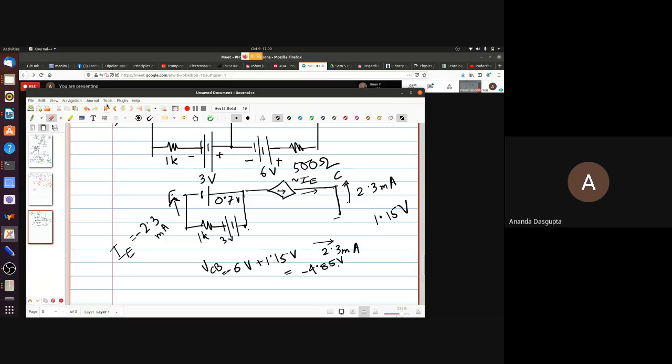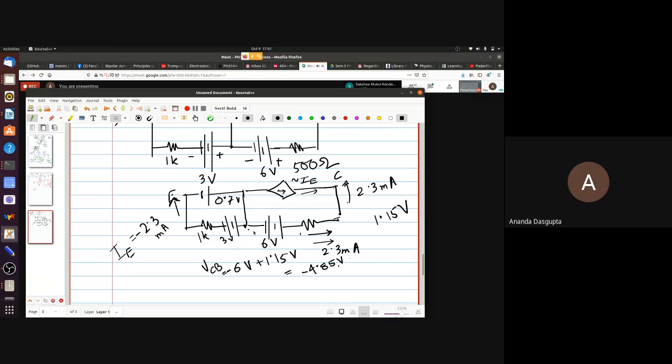I want the collector to be higher than the base, right? So that's why I put a plus 6 volt battery here. Then I have this, and this is the current that's going to go. So of course if I go from the collector to the base, I'm going to get a drop. How much drop am I going to get? I'm going to get a drop of minus 1.15 volts here. That's a rise, so it should count as minus 1.15 volts.